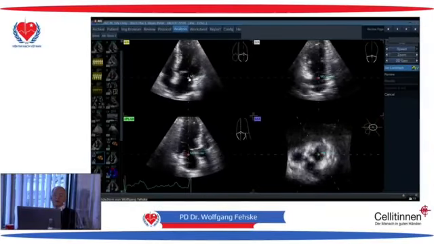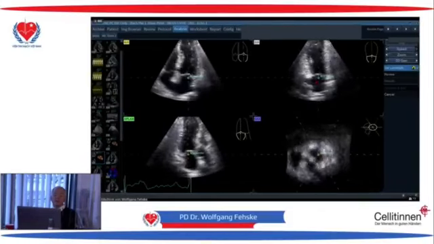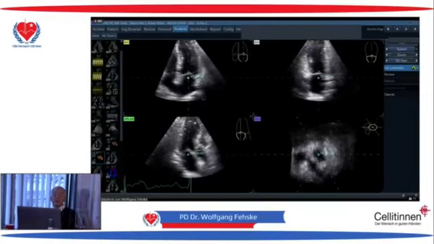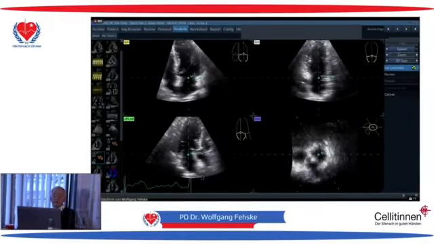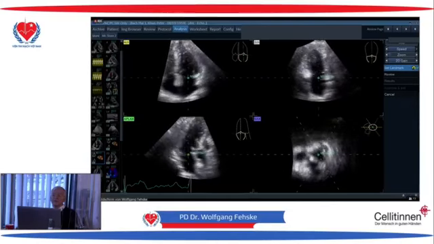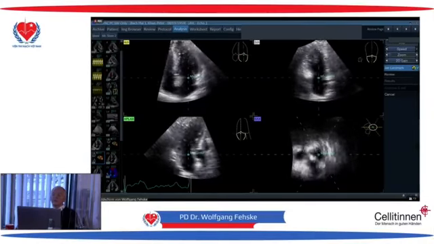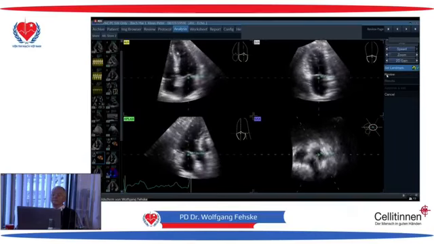So again, this is the mitral valve. This is the mitral valve. This is the mitral. And this is really convincing.